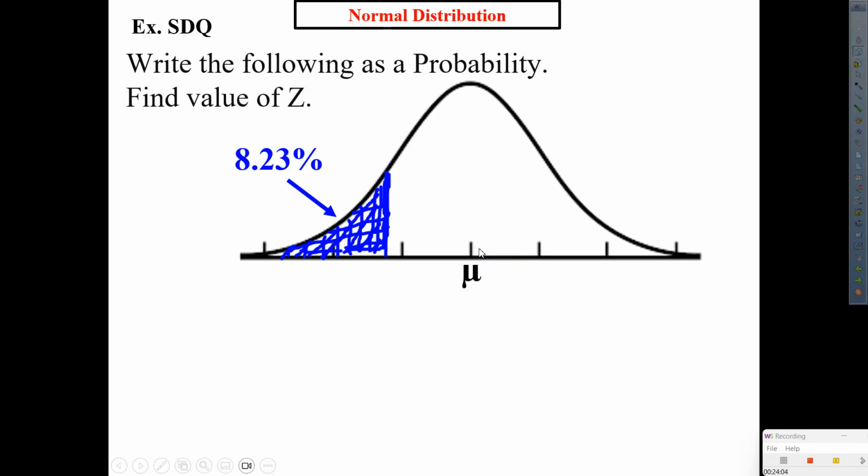Bam. Example super duper Q. Copy that one, please. It says, write the following as a probability. Find the value of Z. They give us a bell curve, and they give us an area under the curve, which is 8.23%. Copy that, and then I'll send that to your screen.